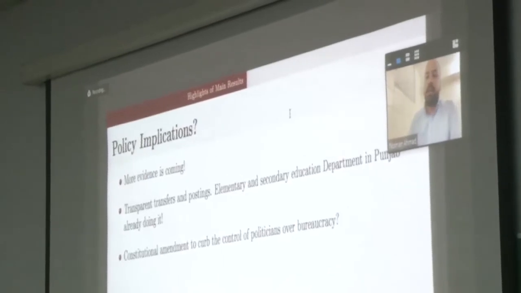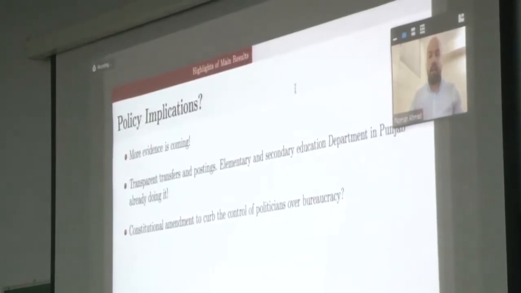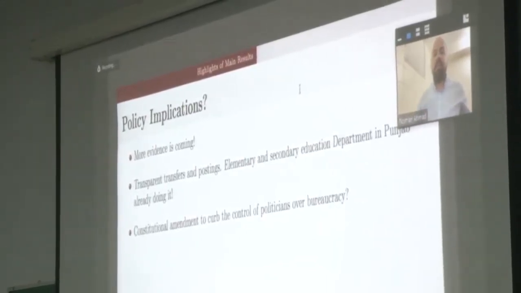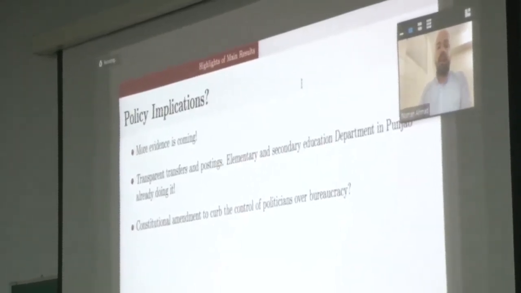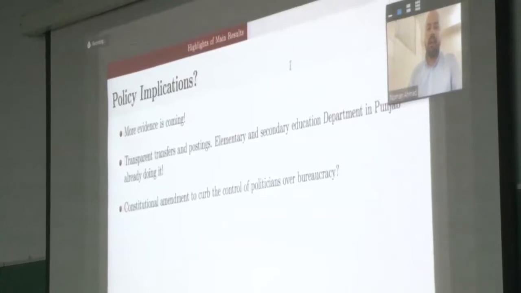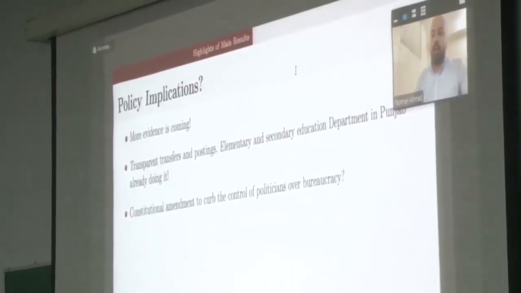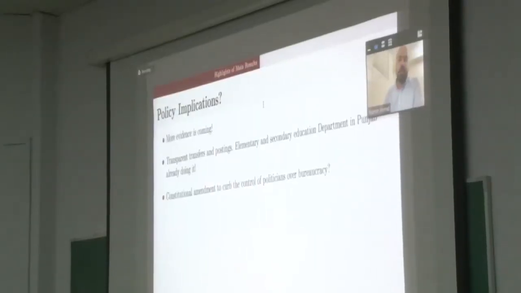So the first policy implication, which might disentangle the politicians from public service delivery, is that if we devise transparent posting and transfer systems in different sectors, it might be helpful in some way. And we can also think of a constitutional amendment which might control the politicians' role over bureaucracy. So these might be some policy implications coming from this study.